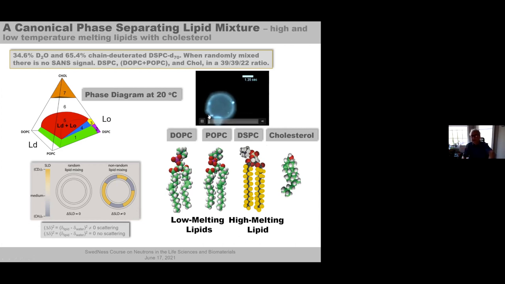So here it is, right? No domains, but you could still see the blue because you're always looking at fluorescence. But if you didn't have any fluorescence, then you would see nothing for the most part, right? And that's what we want to do.